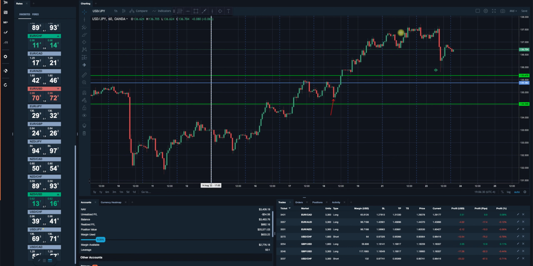I did finally take some profit on the yen. That was a good exit. I was short here somewhere, and it came back, and I think I added to it, and the exit was really good in here. It was quite a good exit. I'm glad I took it.